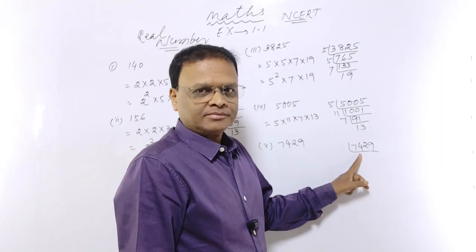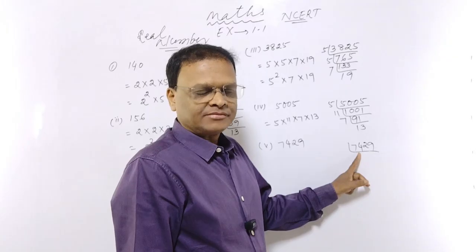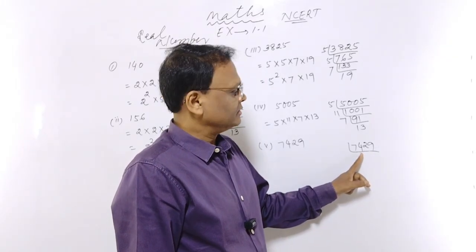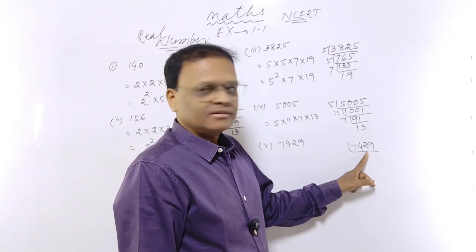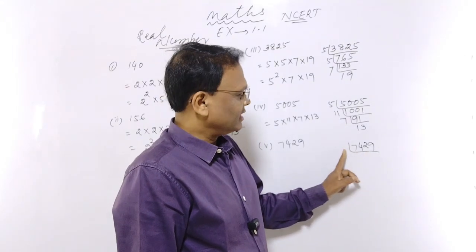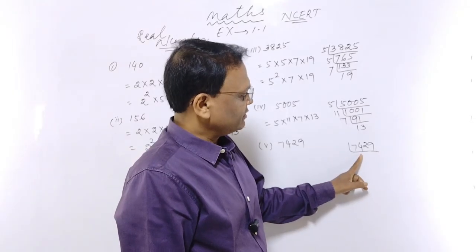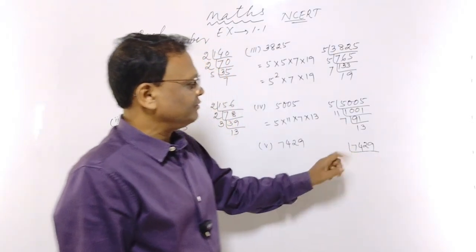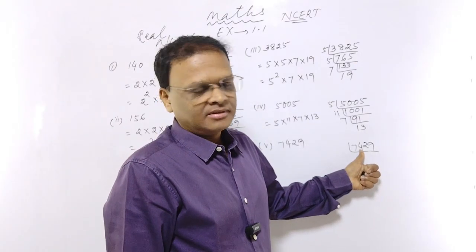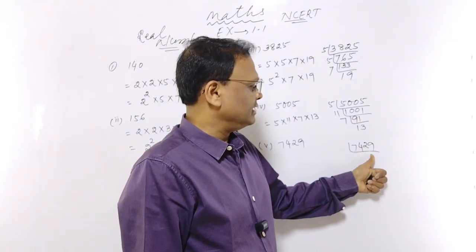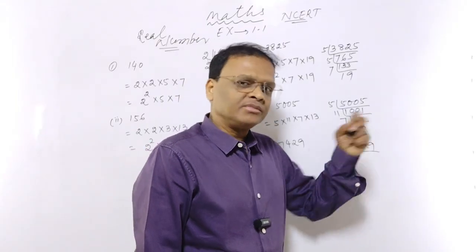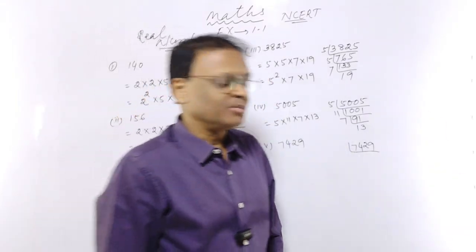13 5s are 65. 74 minus 65 is 9, so we get 92. 13 5s are 65, so 74 minus 65 is 9, which gives 92. 13 7s are 91. Still not divisible, so 13 was not possible.